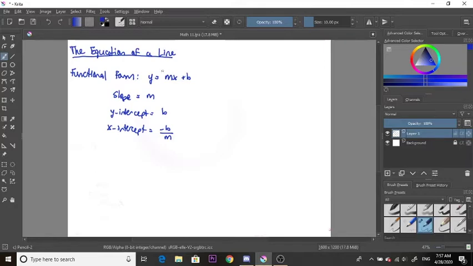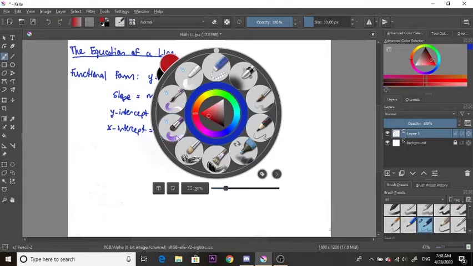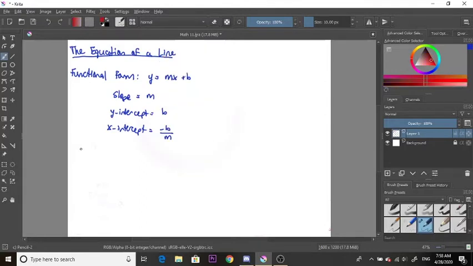However, this equation of a line doesn't work when we're describing a vertical line. For that, you would need to use the general form. So let's use a different color to indicate that. So the general form can be used to describe any line, including vertical lines. And this is described as ax plus by plus c is equal to 0.